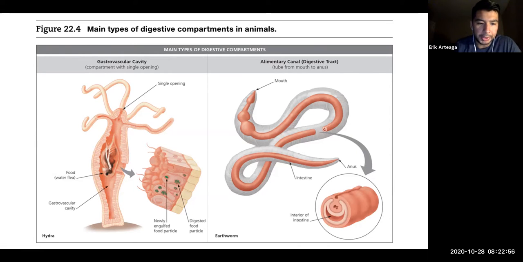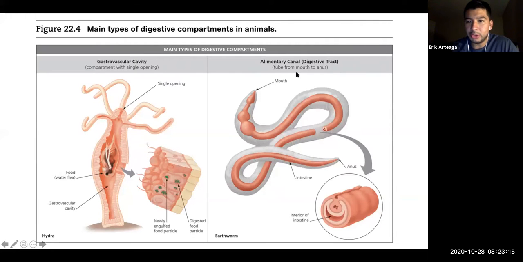Okay. This is showing a water flea being broken down, right? Digestive food particles. Again, this cannot be absorbed in its entirety right away. There needs to be digestive juices or enzymes that are secreted onto that organism in order to break it down for usable food. Okay.